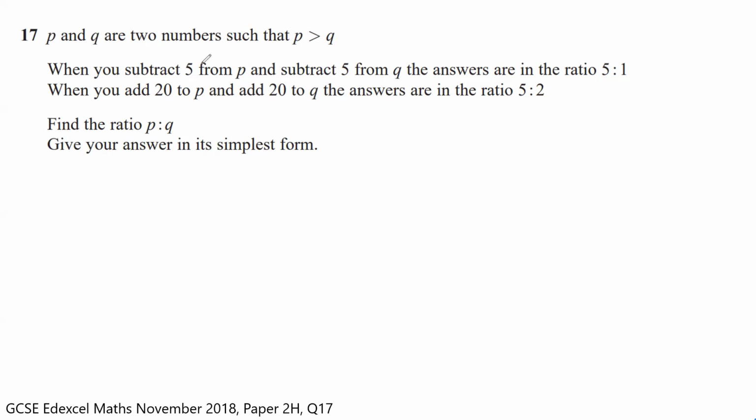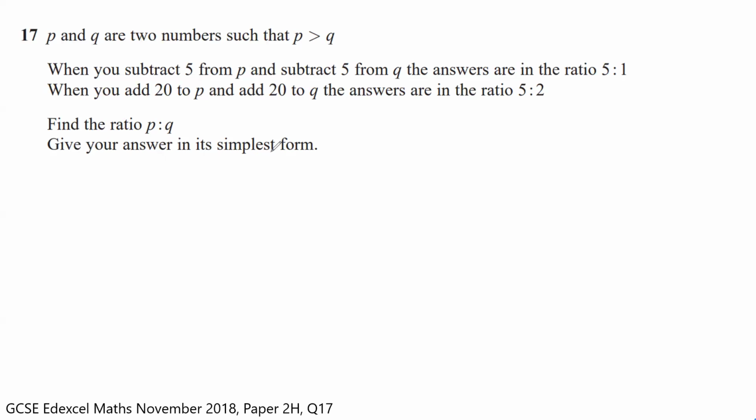We have got P and Q, which are two different numbers. P is bigger than Q. When you subtract 5 from P and subtract 5 from Q, the answers are in the ratio 5:1. When you add 20 to P and you add 20 to Q, the answers are in the ratio of 5:2. And we want to find the ratio of P to Q and give our answer in its simplest form.